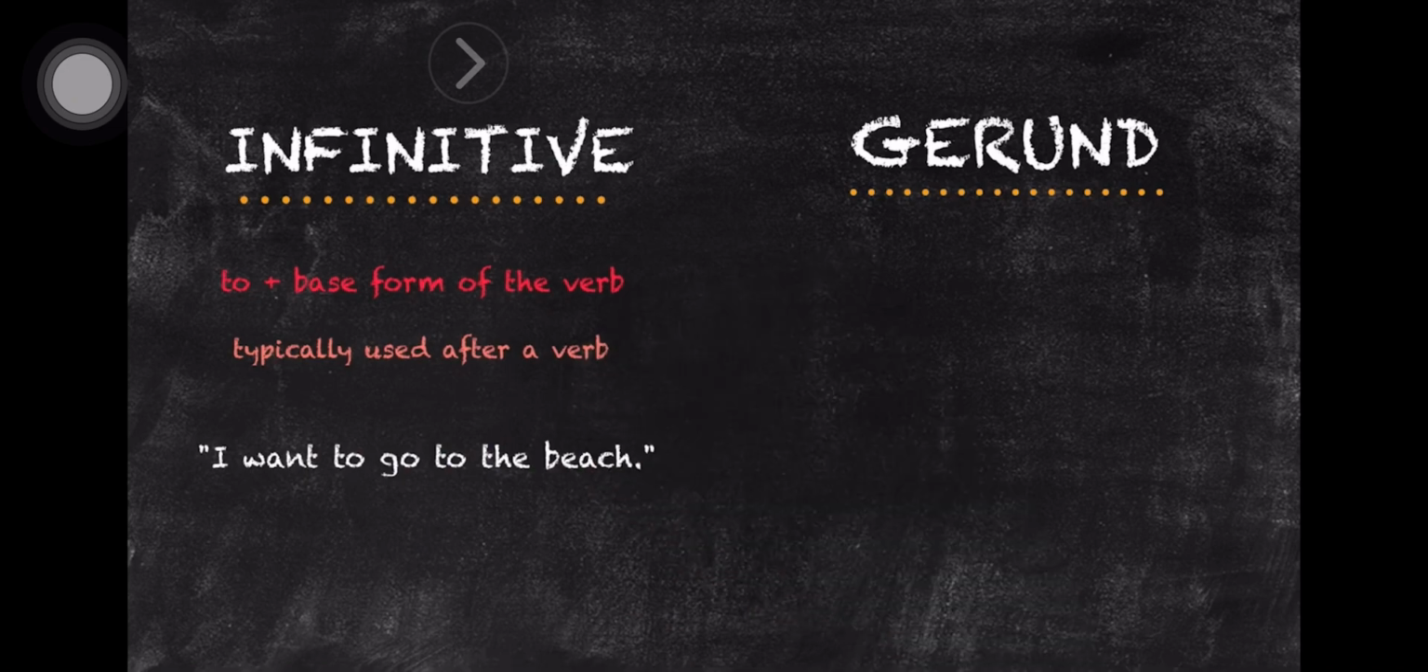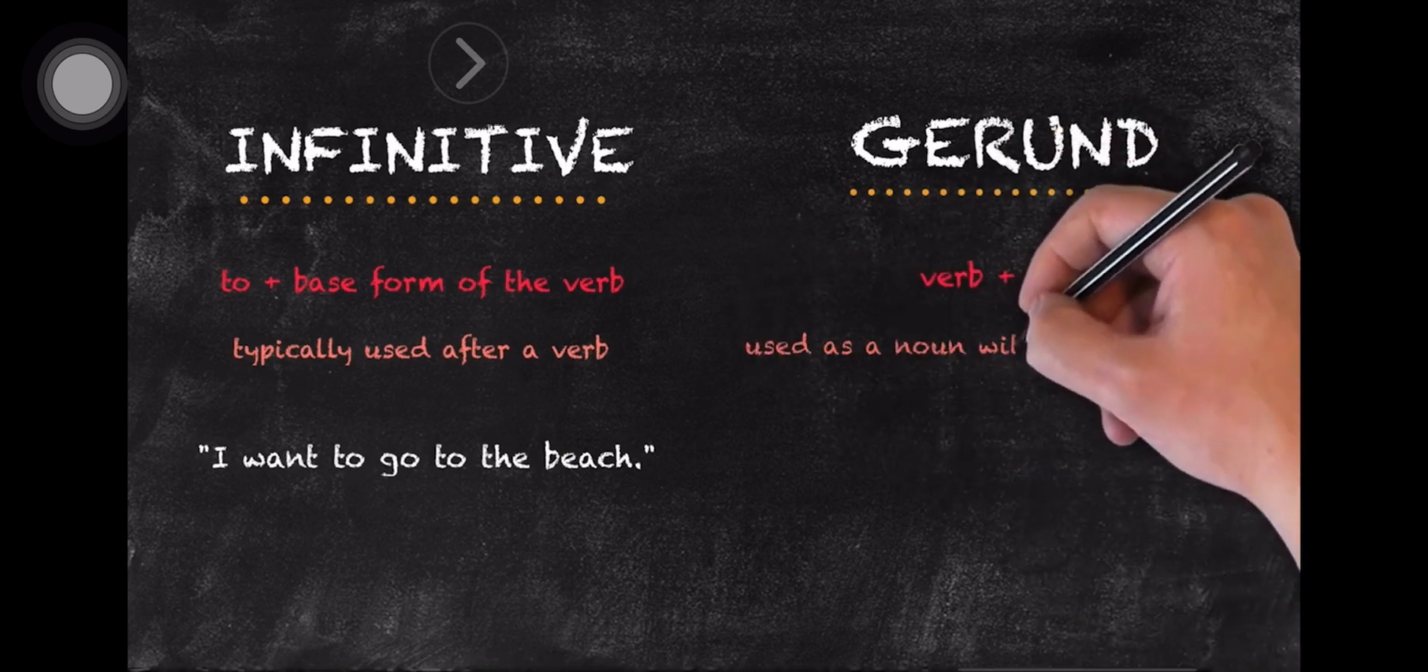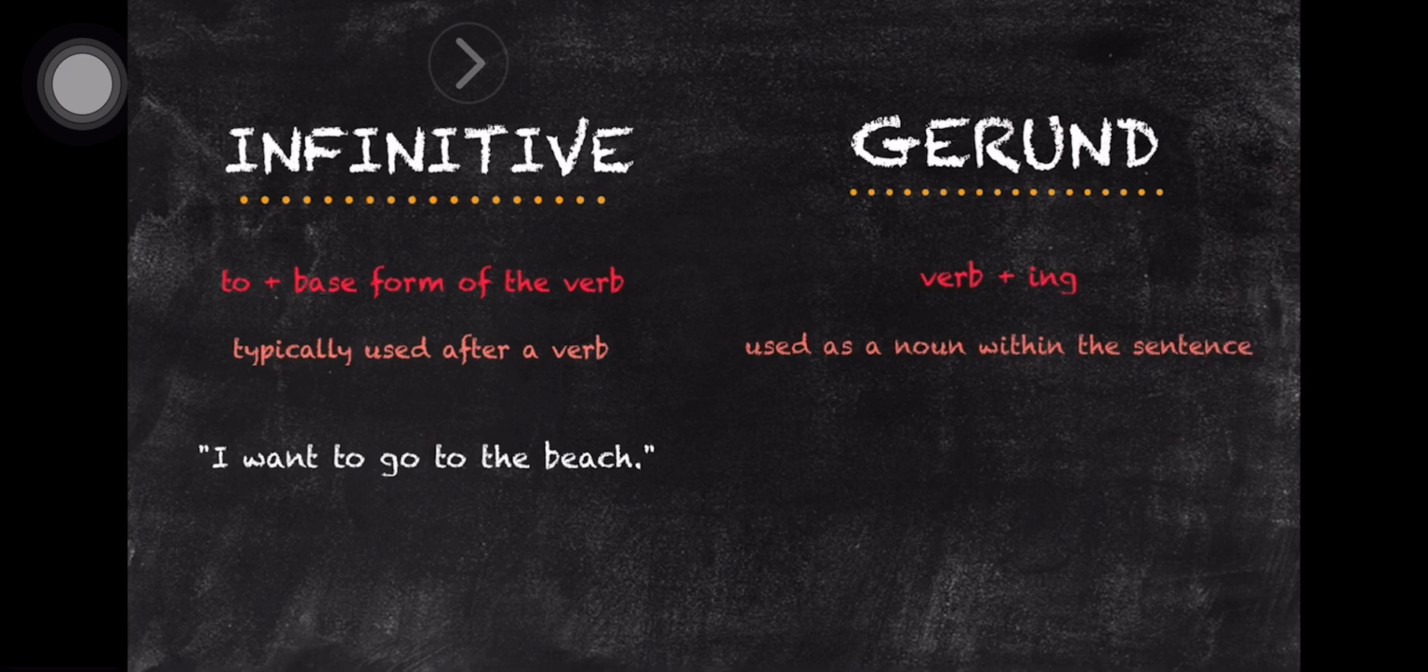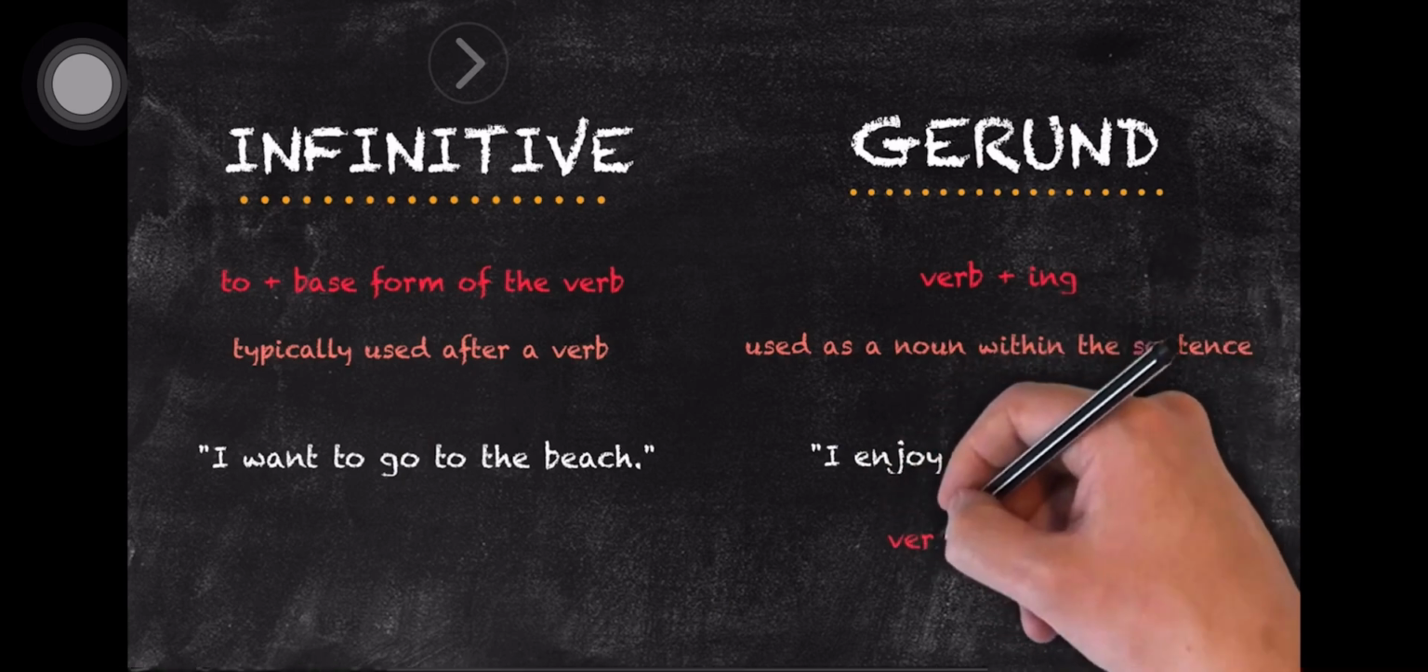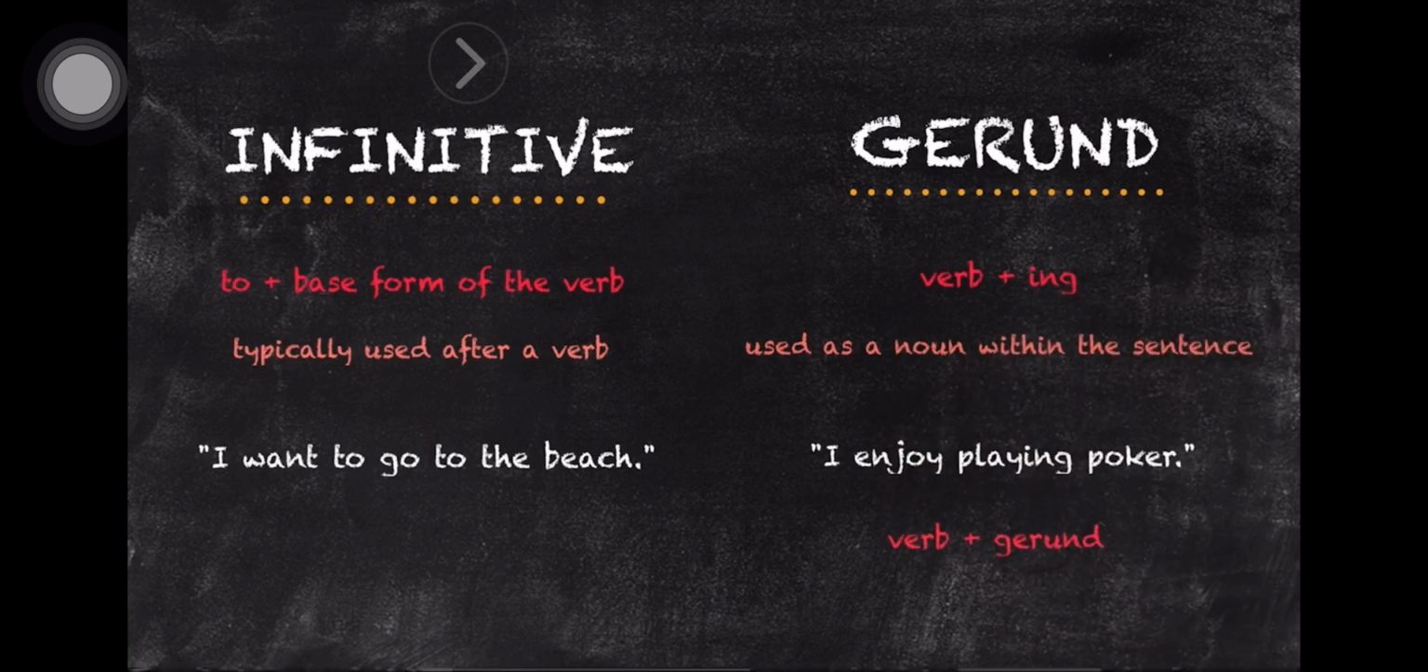We also have our gerund. Our gerund is a verb followed by ing, but specifically used as a noun within the sentence. We have a verb plus a gerund. I enjoy playing poker. The main verb is enjoy, and although playing looks as if it's a verb, it's actually used as the noun within the sentence.